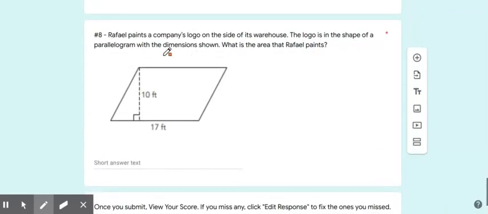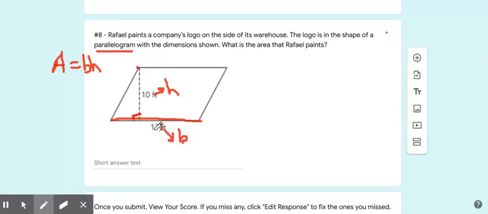Number 8 here, Raphael paints a company's logo on the side of its warehouse. The logo is in the shape of a parallelogram with dimensions shown. What is the area that Raphael paints? So write down area of parallelogram, which is equal to base times height. It looks like 17 is the base. And what's the height? From one vertex to the opposite side that forms a right angle. So 10 would be the height. 17 is the base. So base times height, that gives you area of parallelogram.